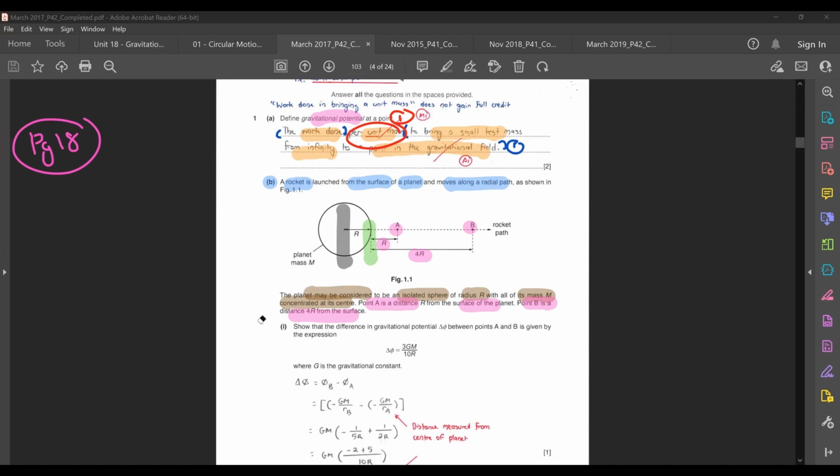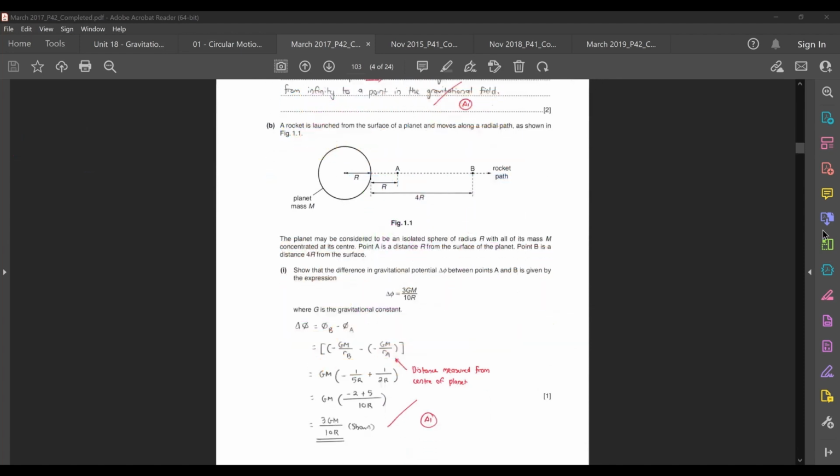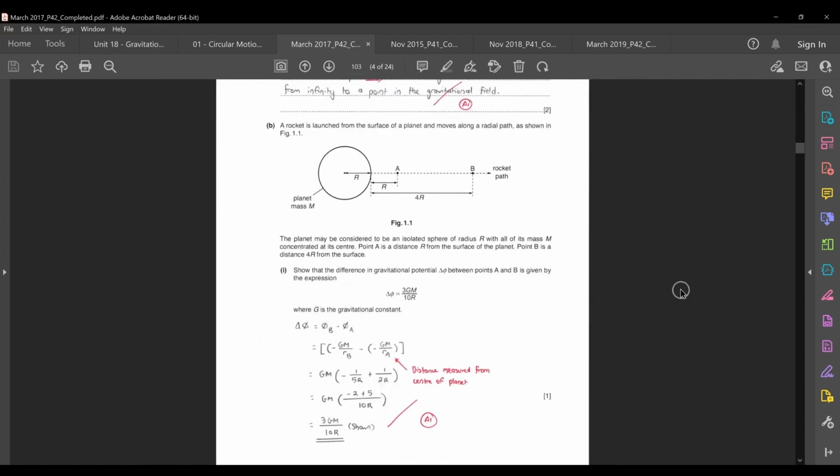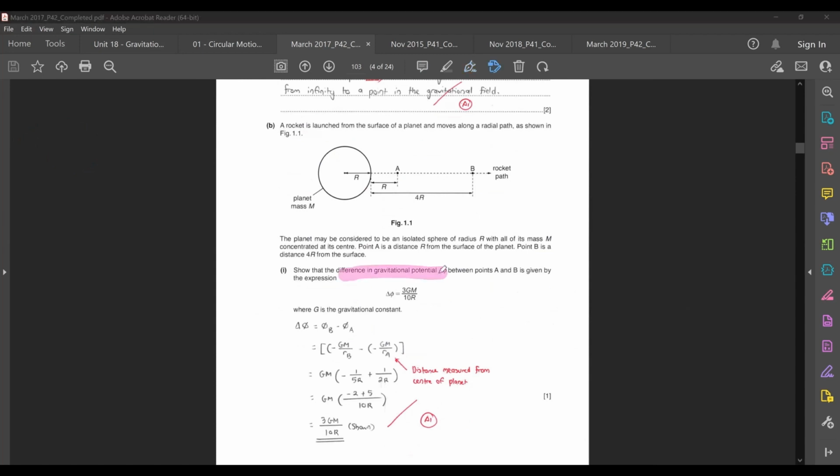So in part 1, they want you to show that the difference in the gravitational potential between points A and B is given by this particular expression, where G is your gravitational constant. Okay, so if you now look at this question closer, they want you to find the difference in potential between points A and B. So they want to know what is the difference in potential between these 2 points.